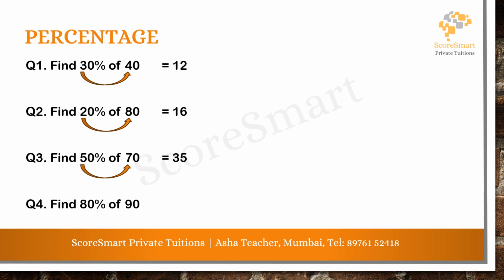Fourth one, 80% of 90. Hope you have got the trick now. Come on, solve it on your own. Hope you have solved it. So the trick is 8 times 9, which is equal to 72.